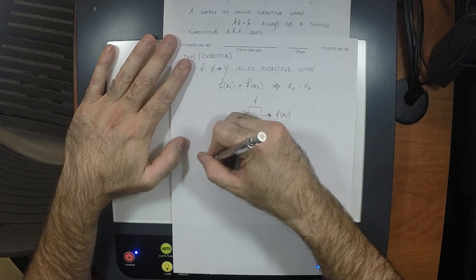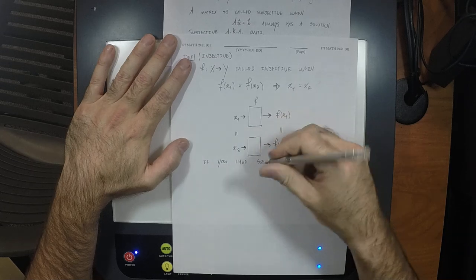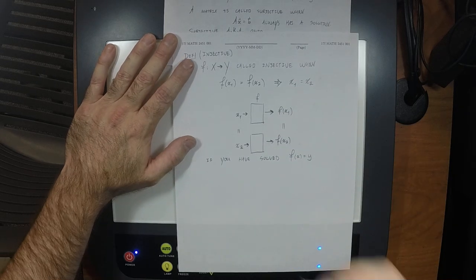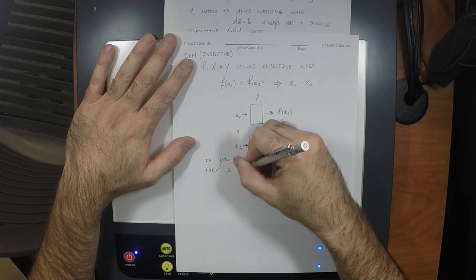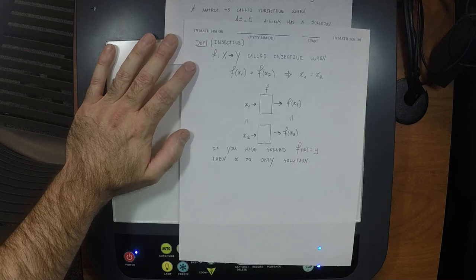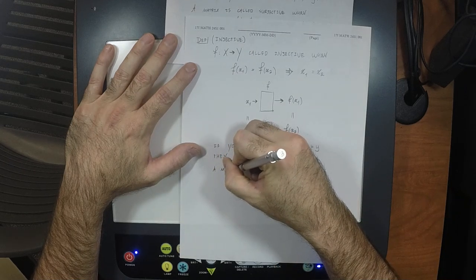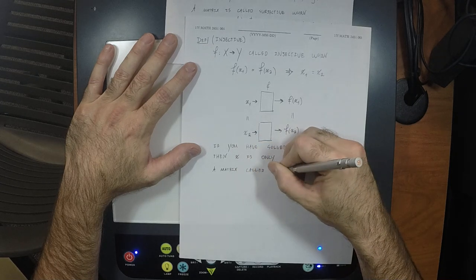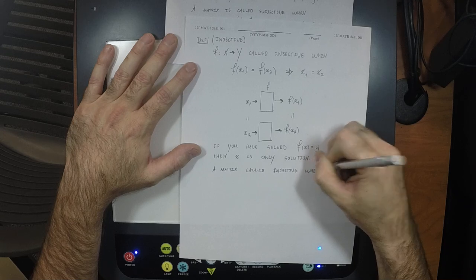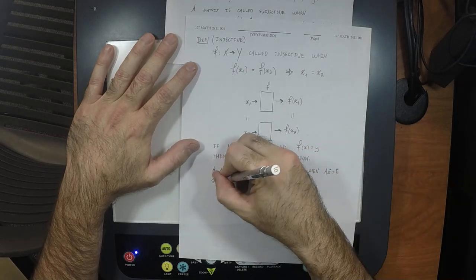It means that if you have solved the equation f of x is equal to y for x, then there's only one solution. So in the case of linear algebra, a matrix, or better, a linear map, but I'll just write matrix, is called injective when solutions to this are unique.